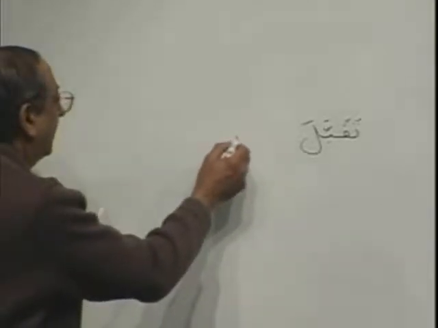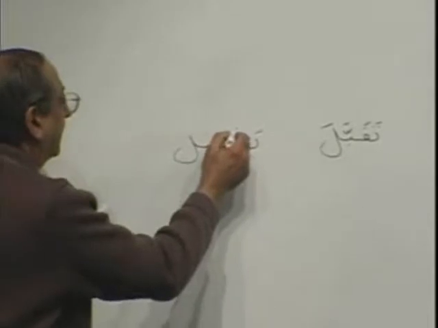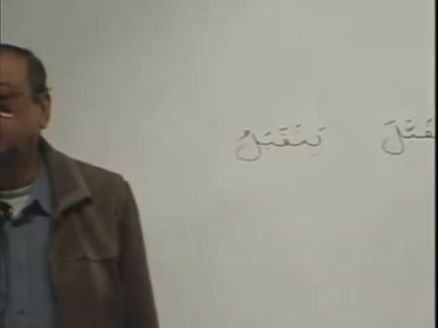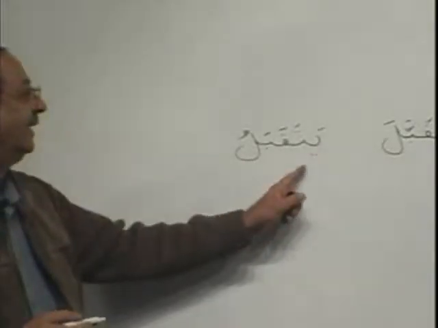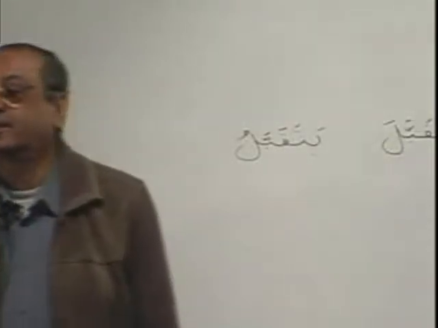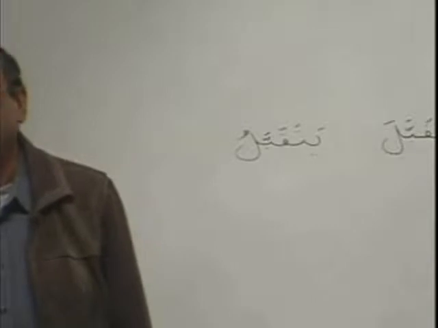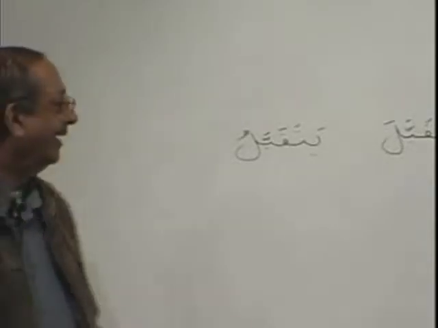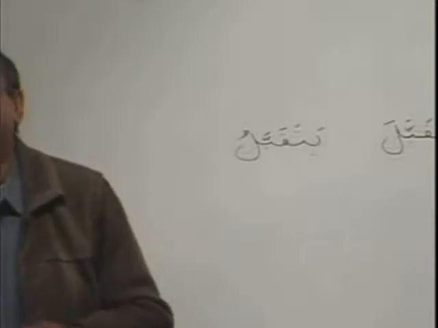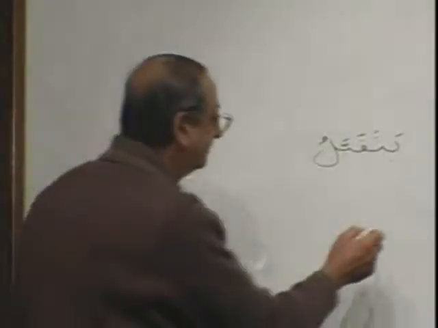Now, what is the mudariya? Yatakabbalu. Now, you have not done it, so I don't expect you to know it. But at least if you say, yatakabbalu, five in your pocket. Yatakabbalu, tatakabbalu, tatakabbalu, atakabbalu, and natakabbalu. So it becomes very easy. Here is the verb that you use all the time.